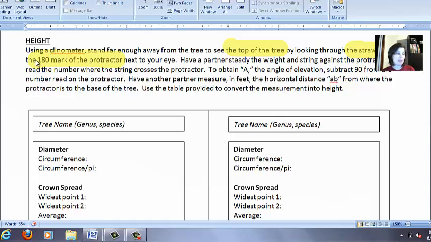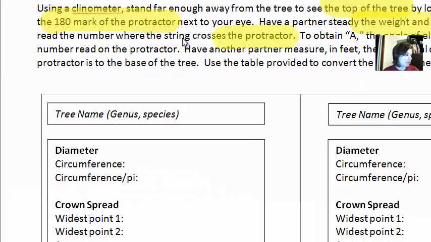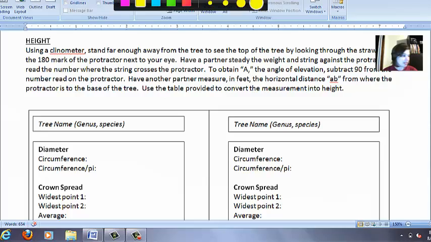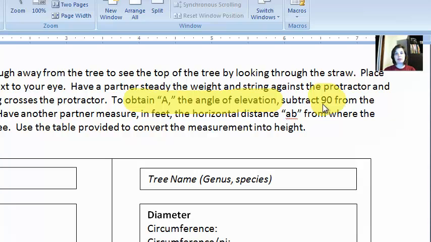through the straw. Then there's going to be a string on there, as I said, which is going to be swinging against the protractor. You want it to stop swinging so it hangs right down. And you want to then record the number where the string crosses the protractor. All right, so that's going to be our first angle that we measure. Okay, the second piece of information then we need is this A, or the angle of elevation. So you're going to take the number you read on the protractor and subtract 90 degrees. So maybe your string hangs down at 120 degrees, so you take 120 degrees minus 90 for an angle A of 30. Okay? So you've got to make sure that you're subtracting that 90 from there.